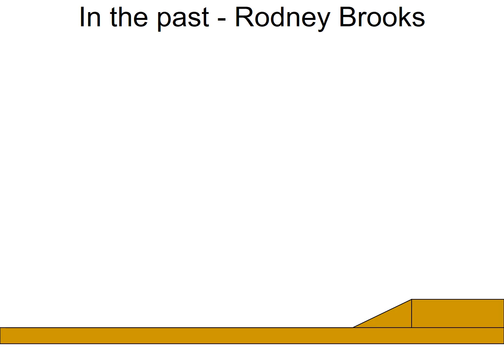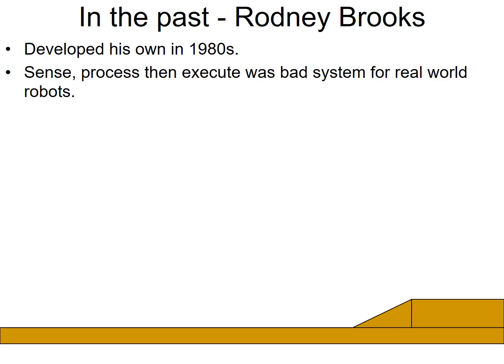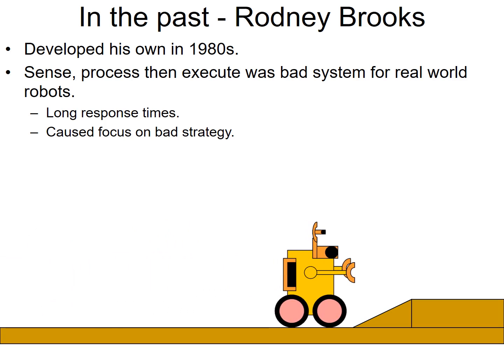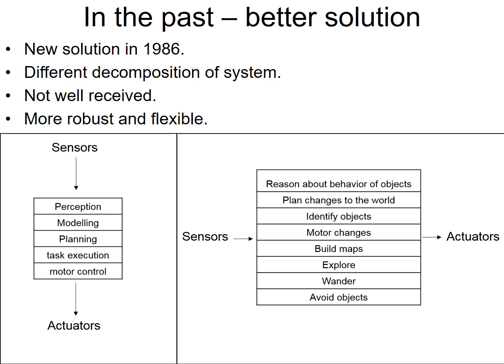Rodney Brooks developed the subsumption architecture in the 1980s at MIT. He claimed the approach of sensing, processing, then executing used in GOFAI, good old-fashioned artificial intelligence, was a bad system for real-world robots to use. He also claimed that building world models and then using that information to plan and execute makes the response time too long, and would even cause robotics researchers to focus on a bad strategy, seeing as the system can only be as fast as its slowest component.